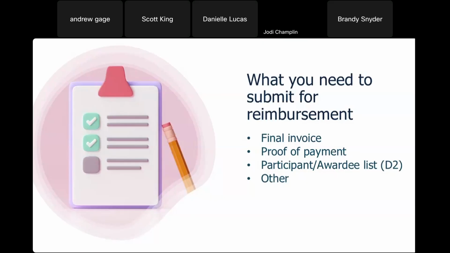I mentioned a moment ago that you should keep all documents to complete the grant process, but what specifically will you need? When you submit the journal entry in SFS, you'll need to attach the following documents: final invoice from the vendor, proof of payment, the participant or awardee list, which is for the employee recognition events, Part D2 of the application, and other documents as agreed to by the partnership, Office of Employee Relations, and grant applicant. Let's look at each one of these.